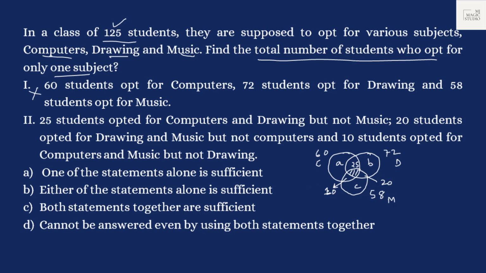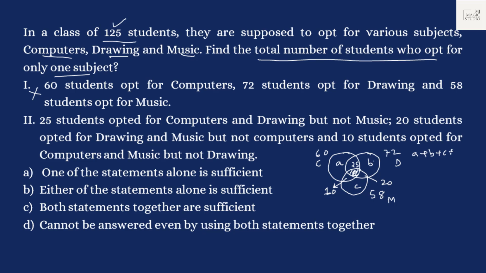But if we combine all 3, and if we take this as E, we can very easily find, with the help of the equations A plus E, B plus E, and C plus E, and we can also get A plus B plus C plus E plus all these equals 125. So by solving those equations, we can find the value of A plus B plus C. Both statements together are sufficient.